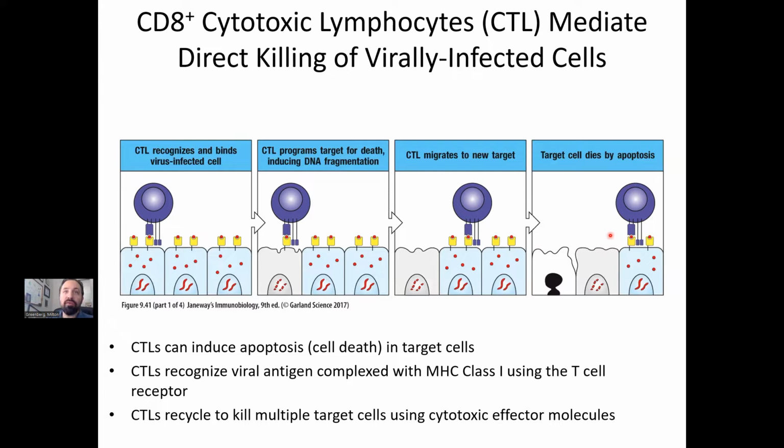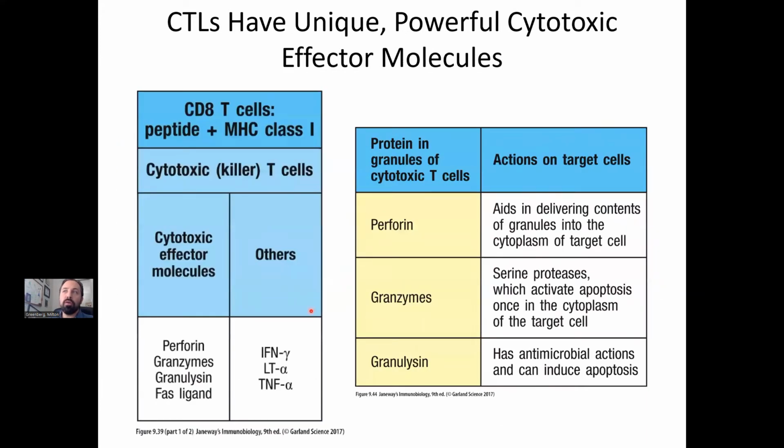And then once it no longer finds any virally infected cells, it'll go off and keep searching for more virally infected cells. So the cytotoxic T lymphocytes recognize viral antigen complexed with MHC class 1 using the T cell receptor, and then can be recycled to kill multiple target cells using its cytotoxic effector molecules. So what are these cytotoxic effector molecules? These are things like perforin, granzymes, granulysin. These are things that it secretes and uses to kill the virally infected cells.